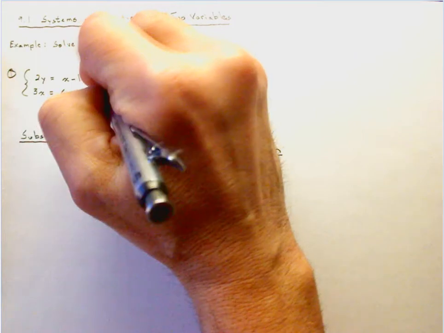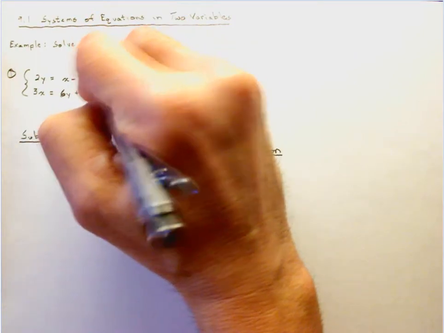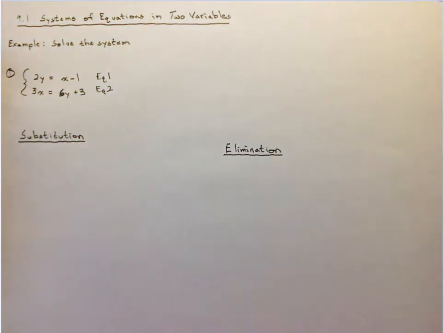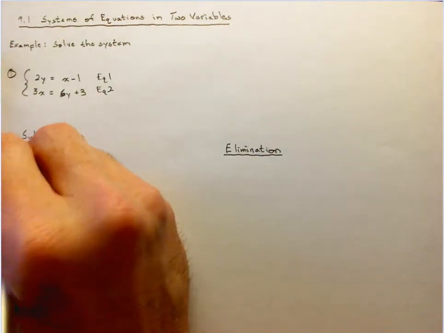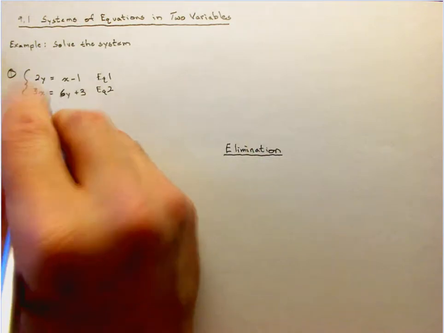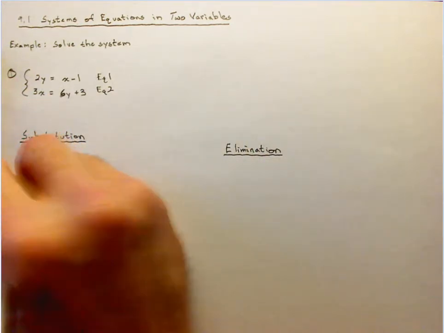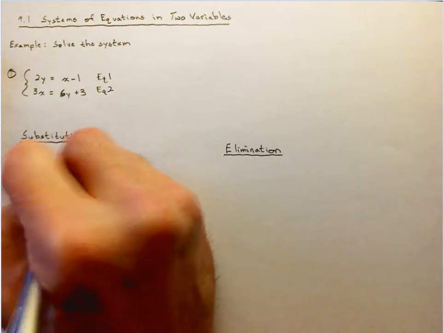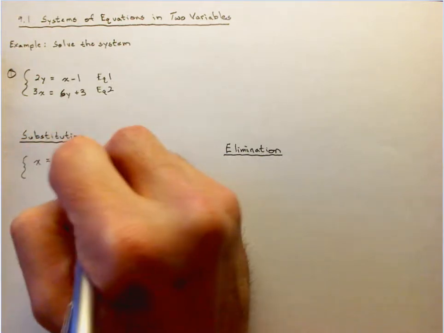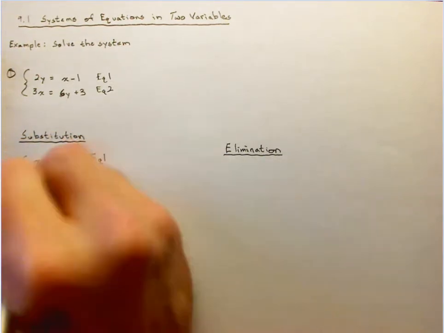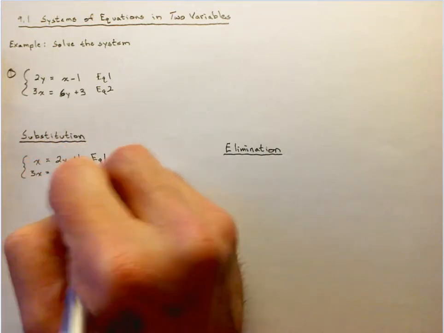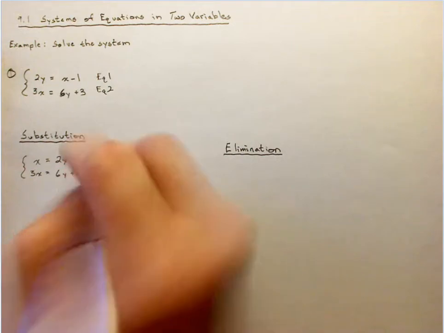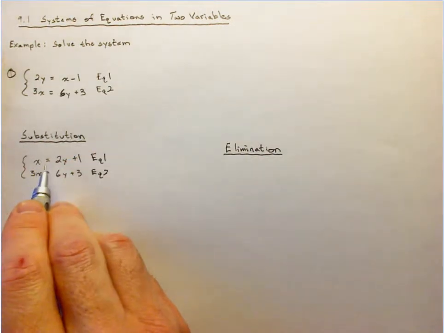And I'll go ahead and label equation 1, equation 2. So for substitution, what I need to do is rewrite this and solve for a variable. I'm going to have x equals 2y plus 1. I'll rewrite equation 1, and then I'll leave equation 2 as it is. So I've isolated a variable in equation 1.